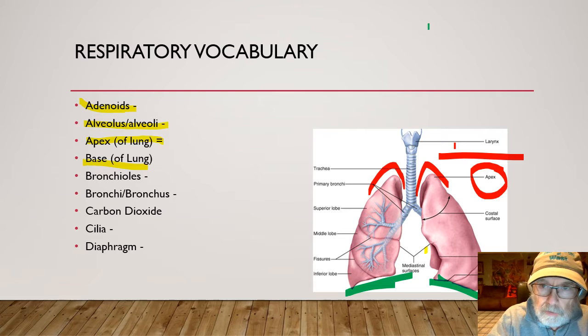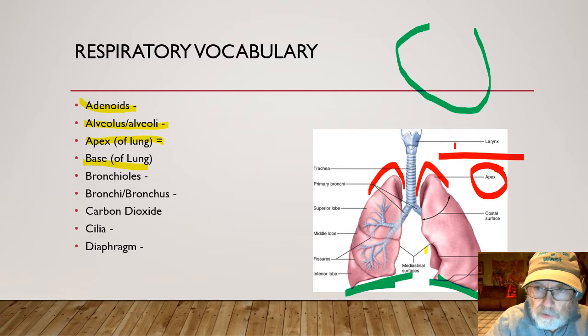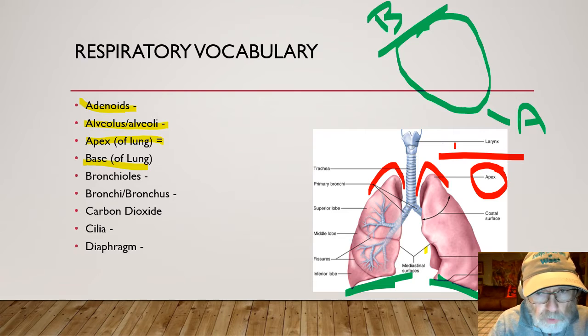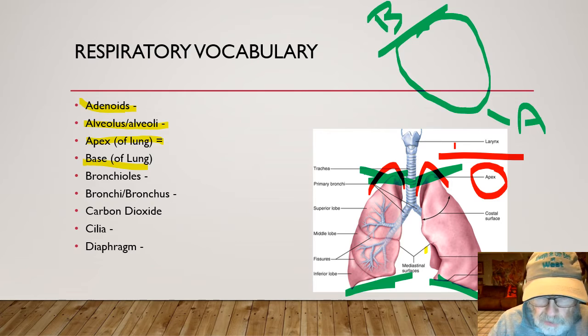When we look at a heart, it looks like this and comes down to a point. This point area right here of the heart is called the apex of the heart, and the flatter area up in here is called the base. But in the lungs, the top portion, which is just underneath the clavicles, is called the apex of the lung. You don't have to remember this, but I think it's sort of interesting.